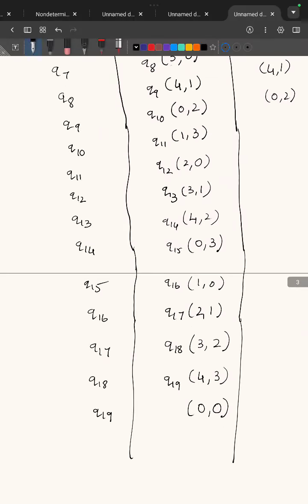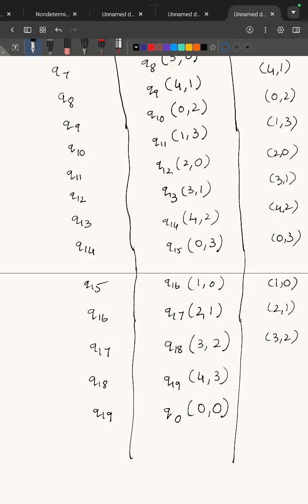So at the end of the table we will again go to state number Q0, such that this DFA will be satisfied for all the numbers. You just fill up the table: 1 comma 3, 2 comma 0, 3 comma 1, 4 comma 2, 0 comma 3, 1 comma 0, 2 comma 1, 3 comma 2, 4 comma 3, 0 comma 0. Okay, done with the question.